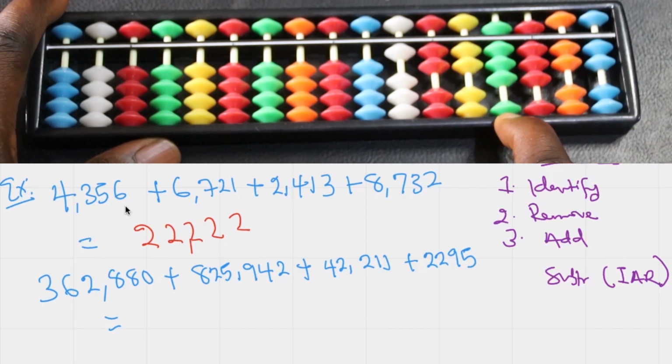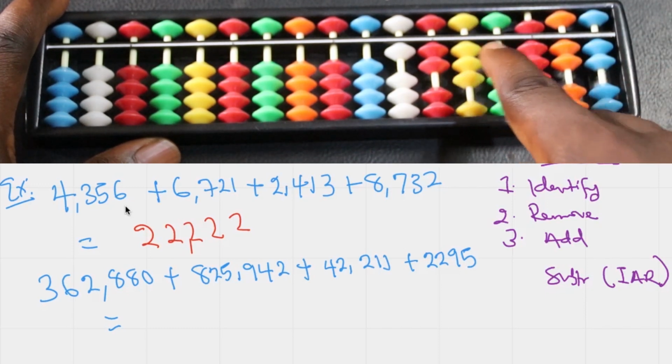Again, I move to the next rod. I want to add 2. Do I have 2 here? I don't have 2. What's the 10 component of 2? 8. So remove 8. Add 10.